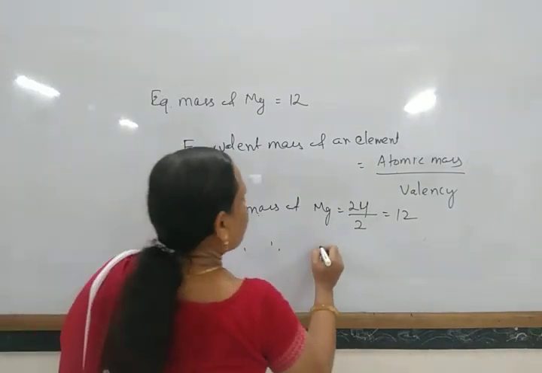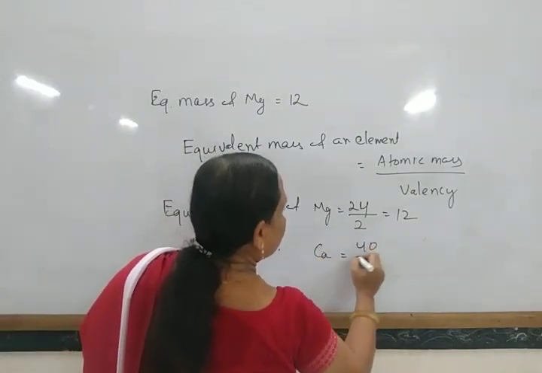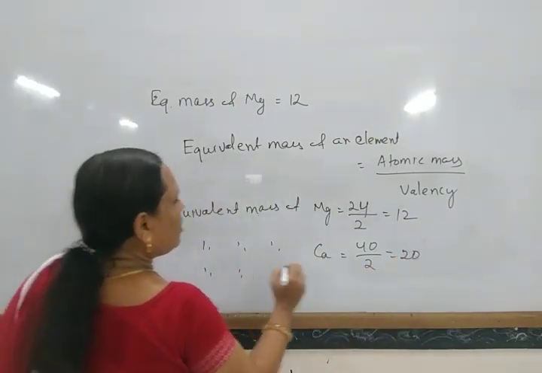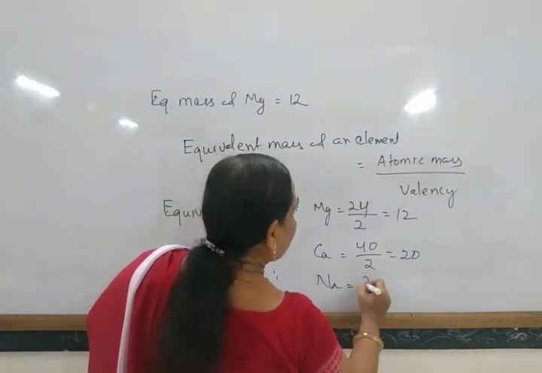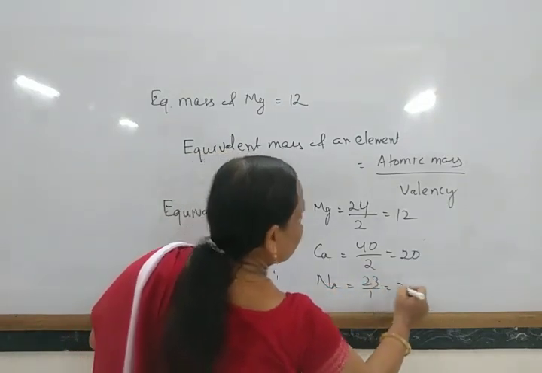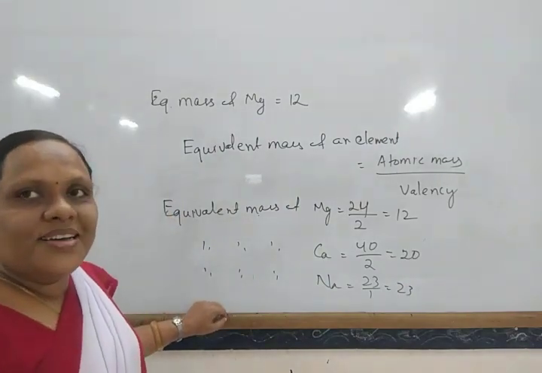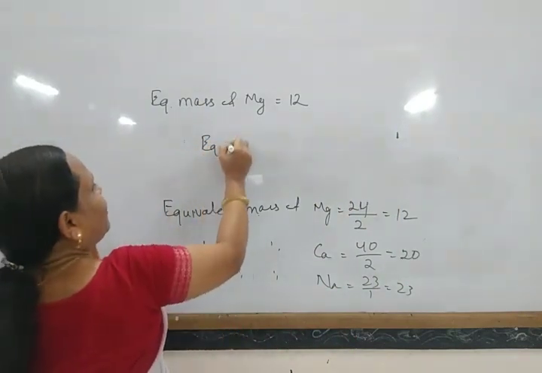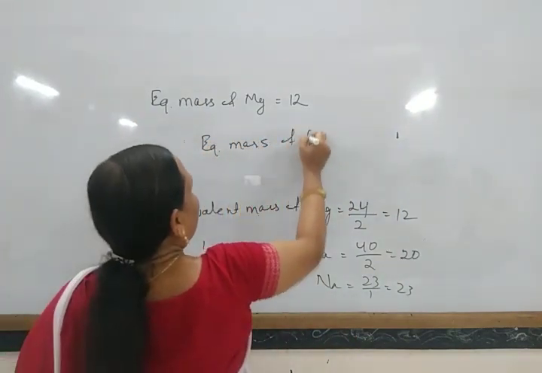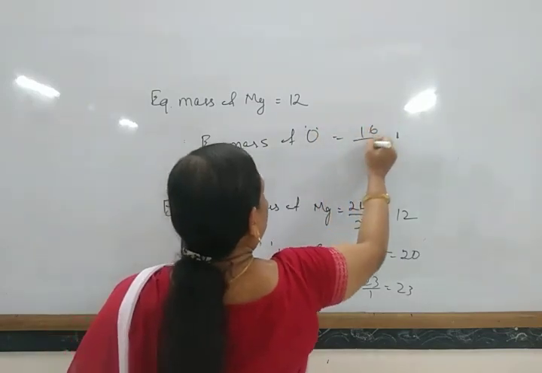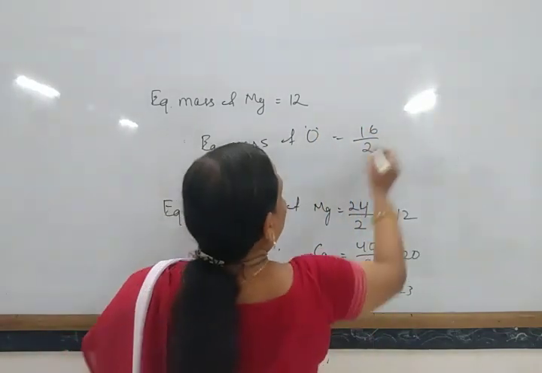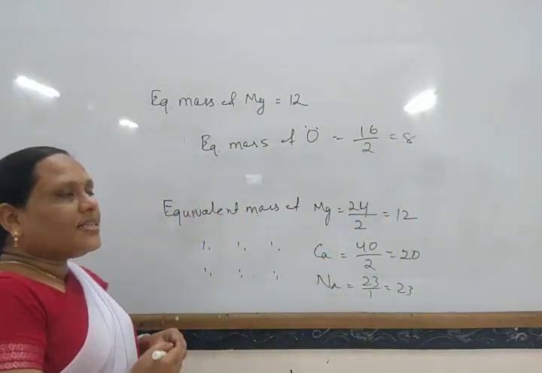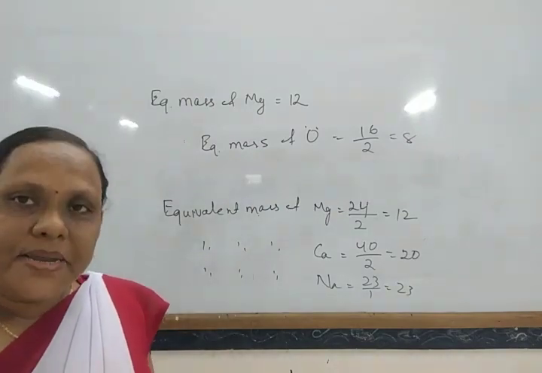Equivalent mass of calcium: atomic mass 40, valency 2, that is equal to 20. Equivalent mass of sodium is 23 by 1, that is equal to 23. And equivalent mass of oxygen is 16 by 2, valency is 2, that is equal to 8. In this way you can determine the equivalent mass of elements.